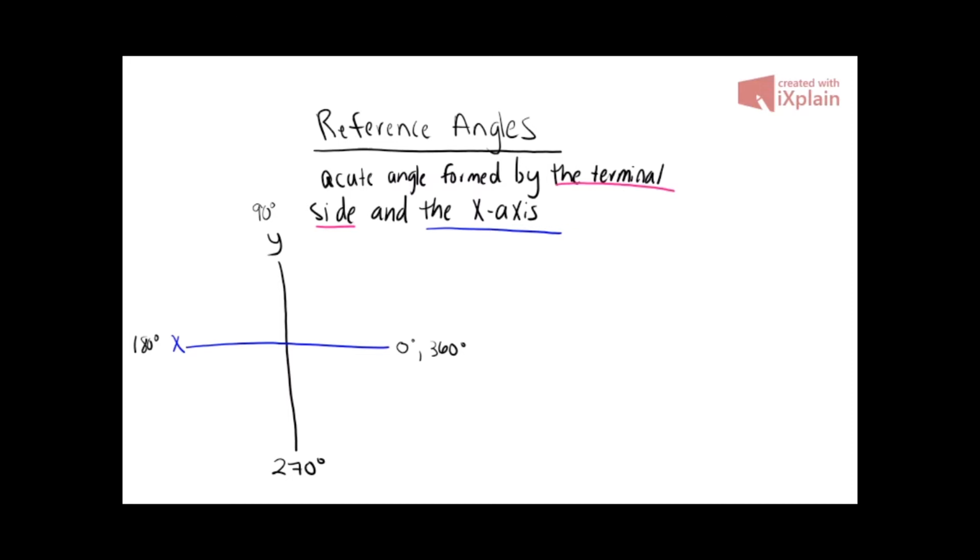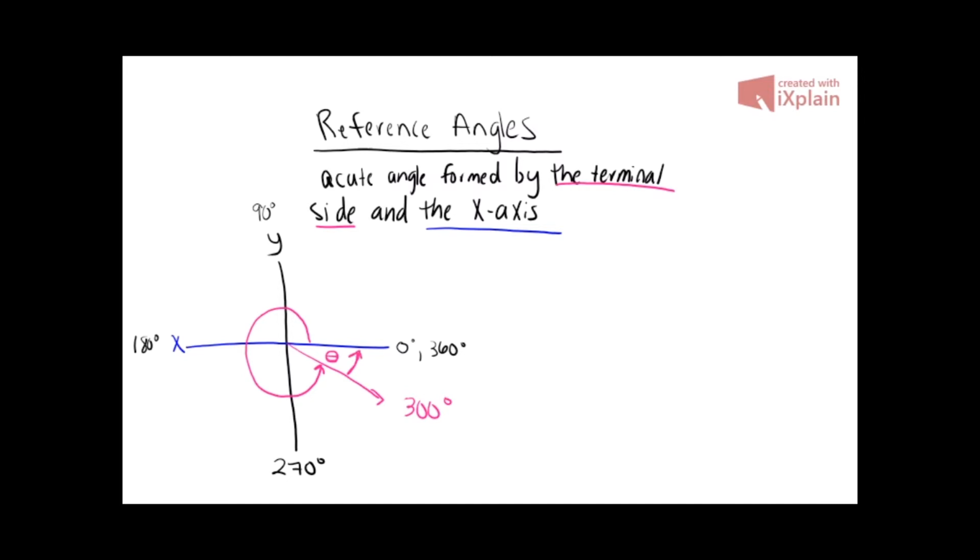Now if we're in quadrant 4, let's say right here, we can think about that a little differently. So let's say we're looking for this reference angle. It's going to be that acute angle between the terminal side and the x-axis. So to get here, we normally go all the way around this way. So let's say this is 300 degrees. So we can think of it as how much further would we need to go to get all the way up to 360.